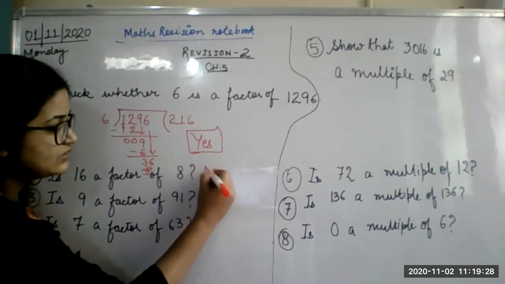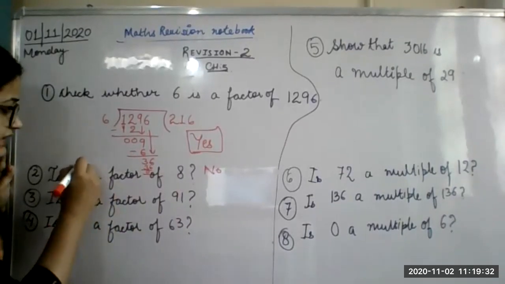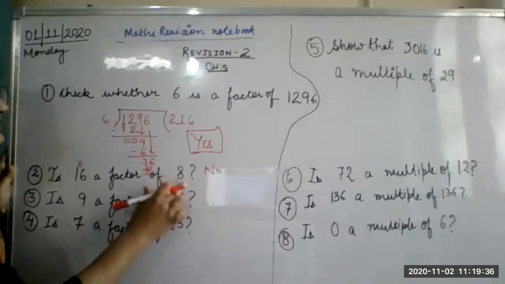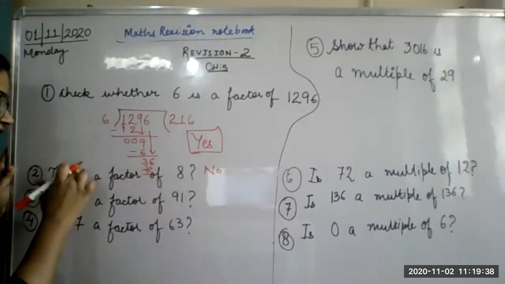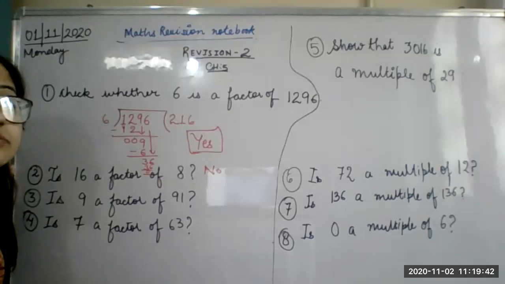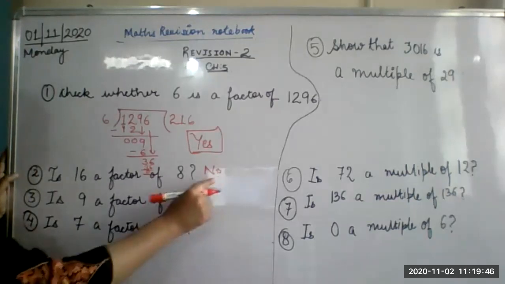That means no. If it were 18 is a factor of 8 and here it would be 16, then the answer would be yes. 8 is a factor of 16, but 16 is not a factor of 8. 16 is a multiple of 8. So the second answer is no.